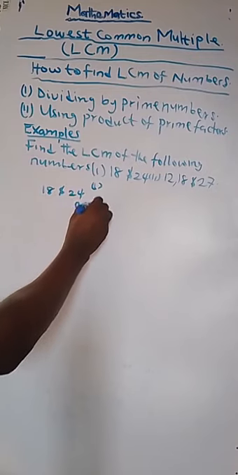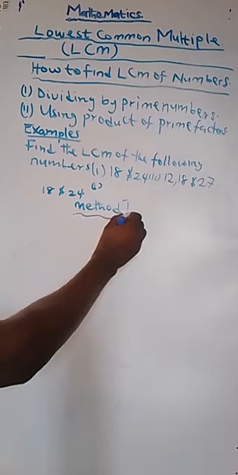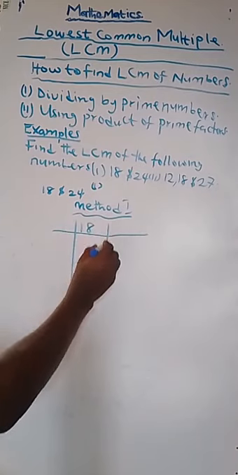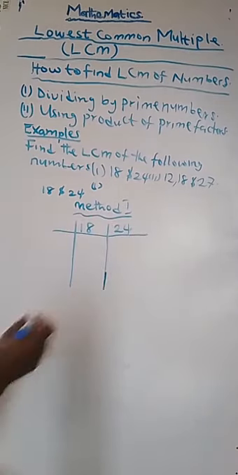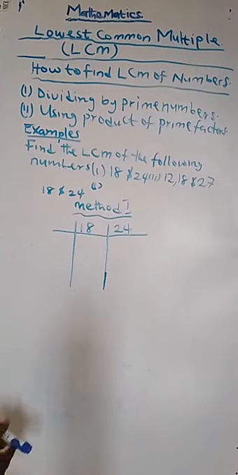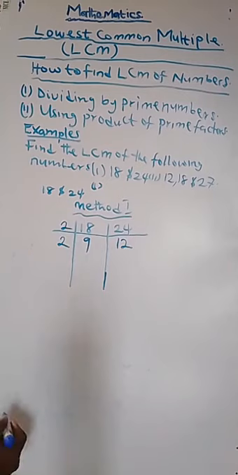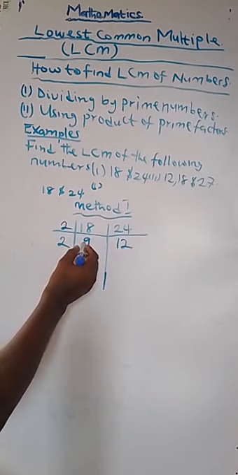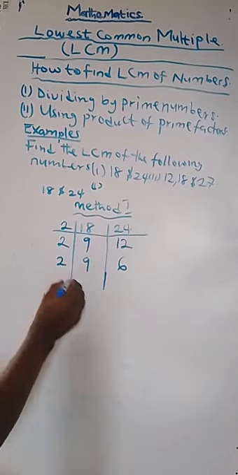So, method 1, which is dividing by prime numbers. If you want to use this method, you make a table like this. You put 18 here, you put 24 here. Now, you start with the lowest prime number. Let's start with 2. 2 in 18, 9. 2 in 24, 12. You can still use 2 because of 12. 2 in 9, it's not possible, so write 9 again. When the prime number used cannot divide the number without any remainder, then you write the number. 2 in 12, 6. I can still go with 2.